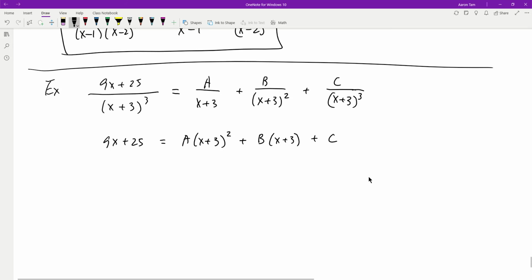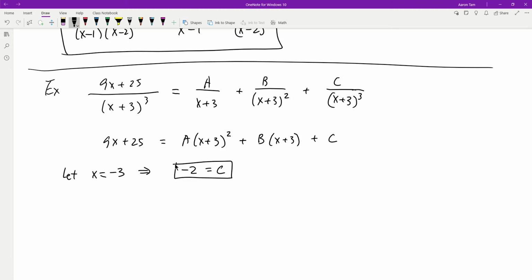So now comes the question of what do we do with this. Well, we do the same thing we did before. We're going to start by letting x equal some number that will help us solve this problem. So I'm going to let x equal -3. When we do that, I have 9 times -3, which is -27, plus 25, which is -2, equal to, A will go away because x plus 3, when I plug in -3, becomes 0. And B would also go away, so it leaves just C. So we know C must equal -2.